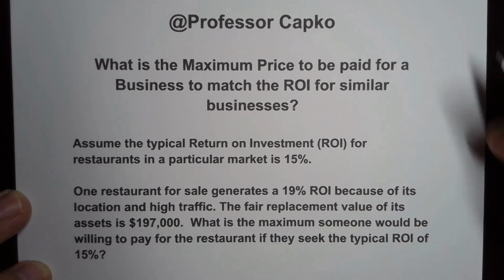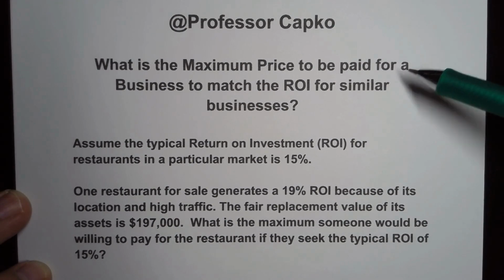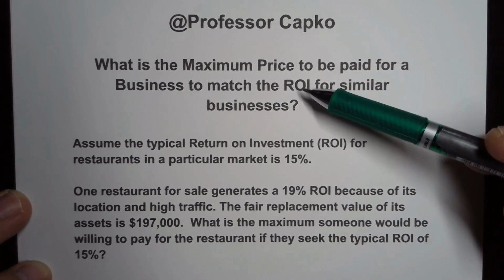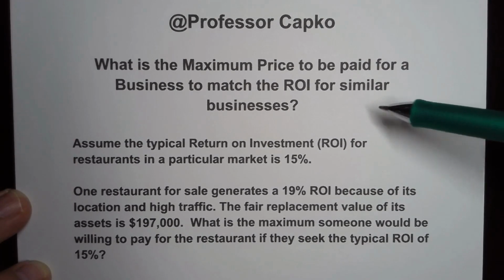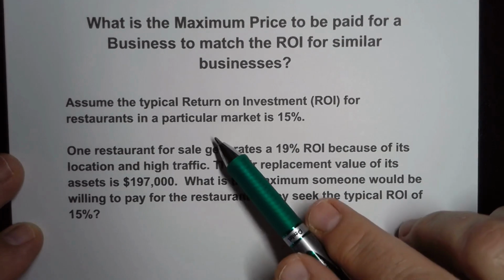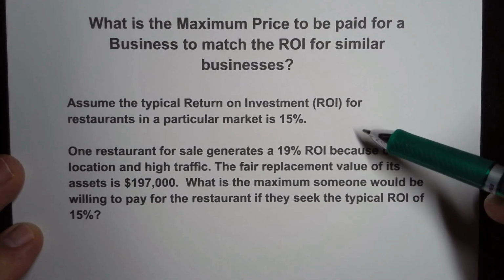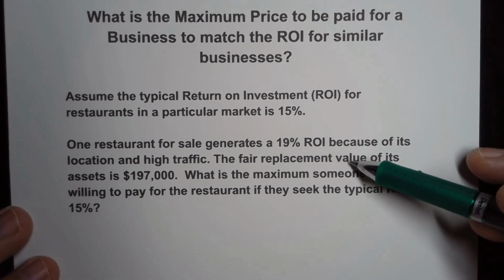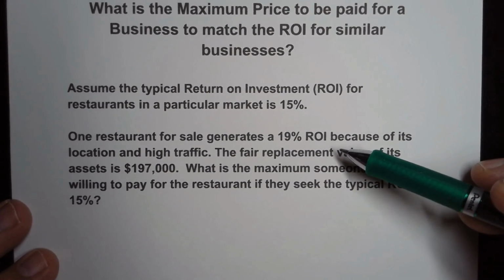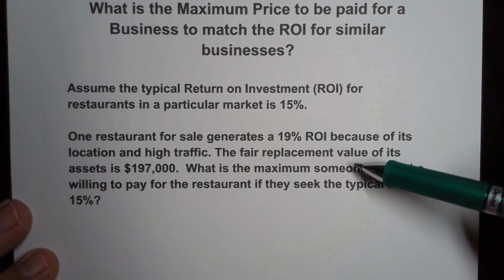Thank you. In this example, we're asking what is the maximum price to be paid for a business to match the ROI, which means return on investment, for similar businesses. In our example, we're going to assume that the typical return on investment, which is ROI, for restaurants in a particular market is 15%. One restaurant for sale generates 19% return on investment because of its location and high traffic.